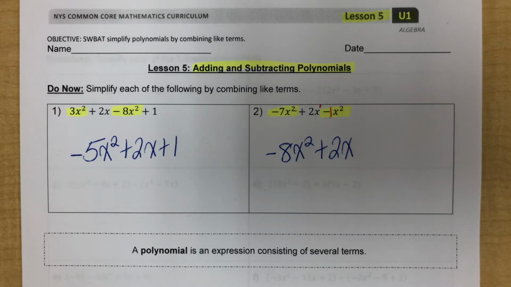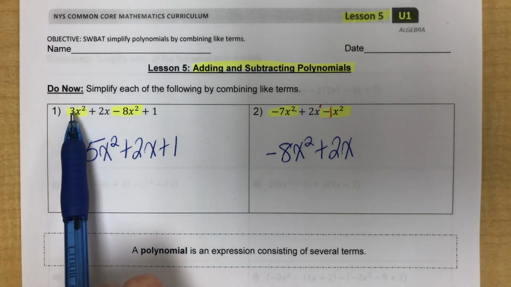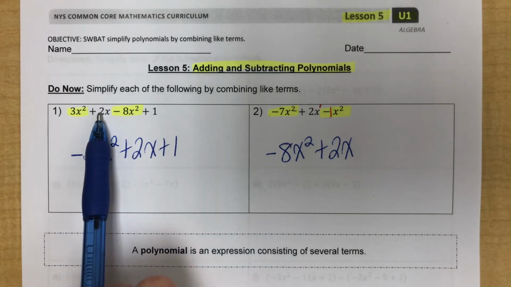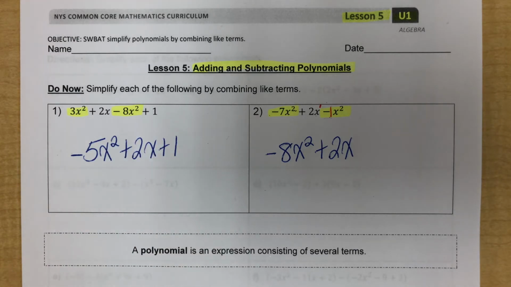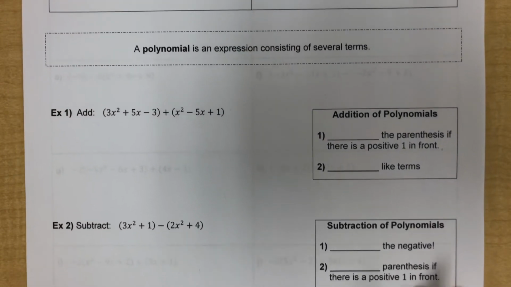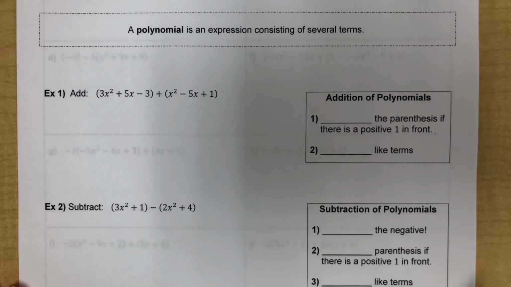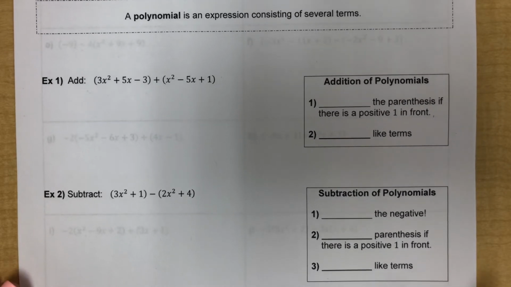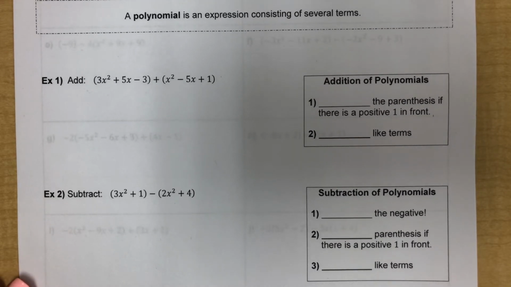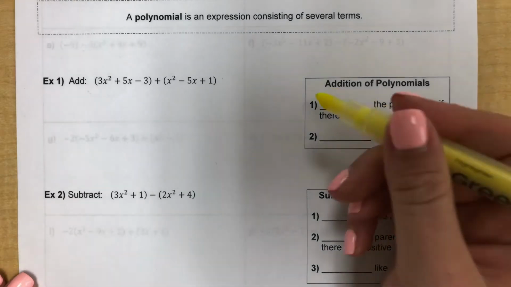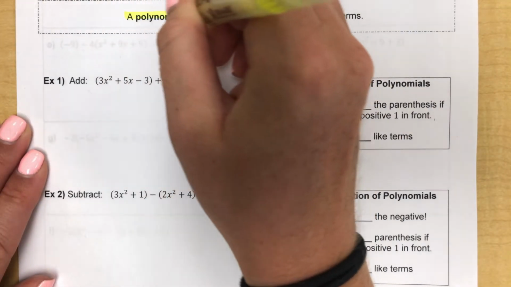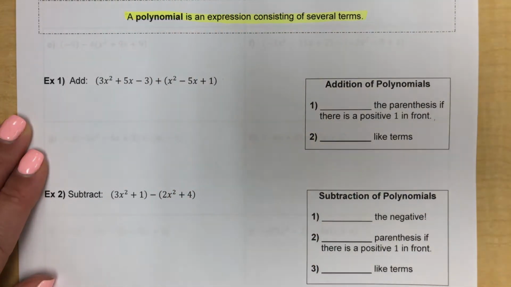In the past, we've been adding and subtracting and multiplying monomials. A monomial is one term, just like the do now example. This is one term, one term, one term, one term. Underneath, if we look at our notes here, a polynomial consists of several terms. All right, so let's just go and highlight that as well as part of our notes. A polynomial consists of several terms.